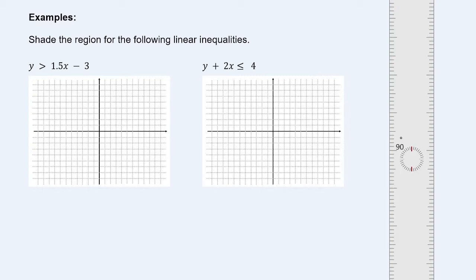So I know that my y-intercept is at 3, or at minus 3 rather. Minus 3 is my y-intercept. Now I know my rise over run is 1.5, or that could be put as 3 over 2. So for every 2 across, I need to go up 3. So if I go across 2, so 1, 2, I need to go up 3. So 1, 2, 3. And at that spot, well, that's at 2.